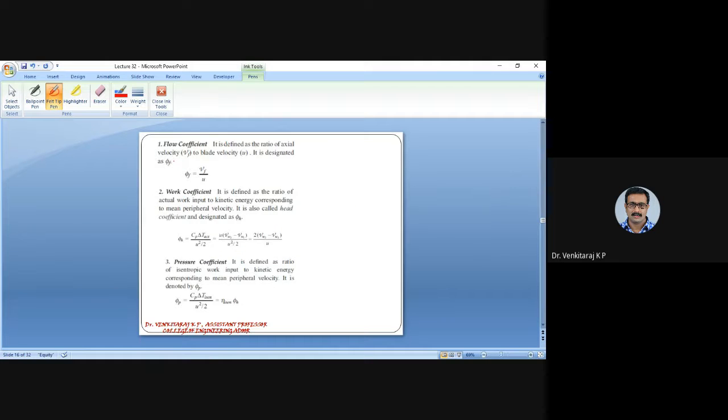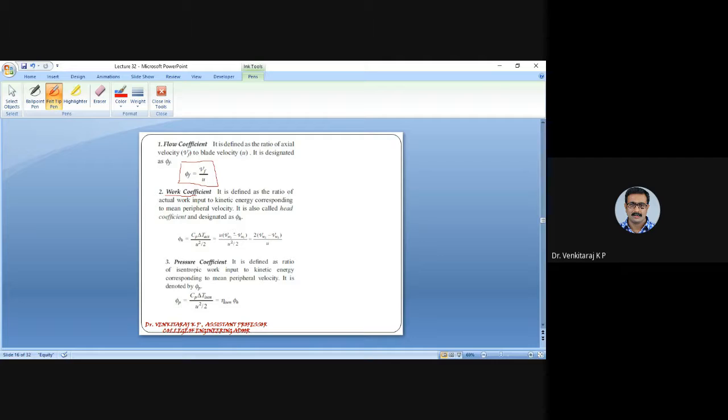Other performance parameters that we normally mention with respect to axial flow compressors are, first, the flow coefficient, Vf by U, where Vf is the flow velocity and U is the blade speed. This is known as the flow coefficient. Then another term is the work coefficient. Work coefficient is the ratio of actual work input to the kinetic energy corresponding to the blade speed.